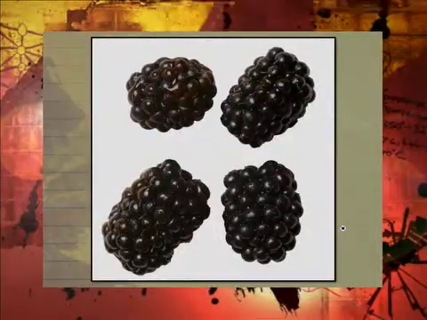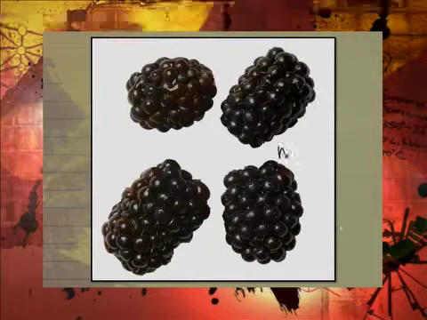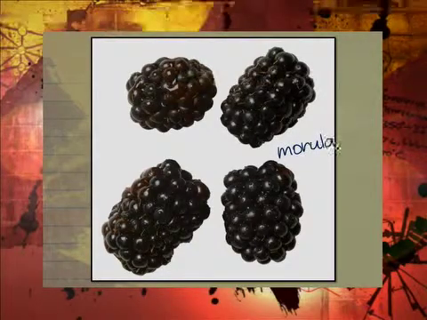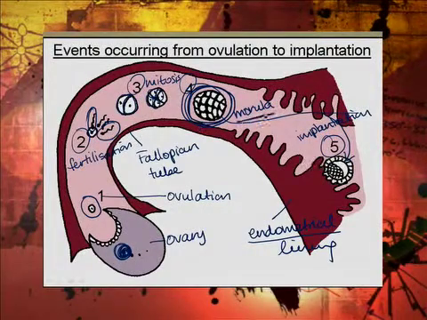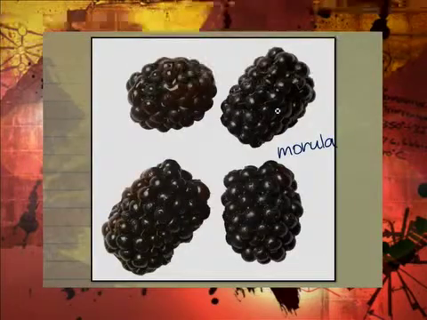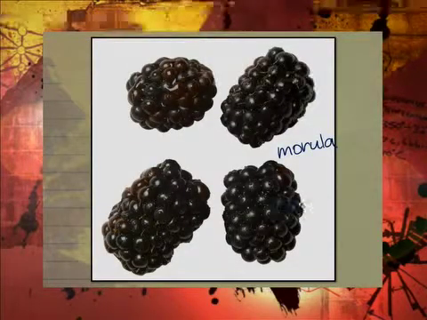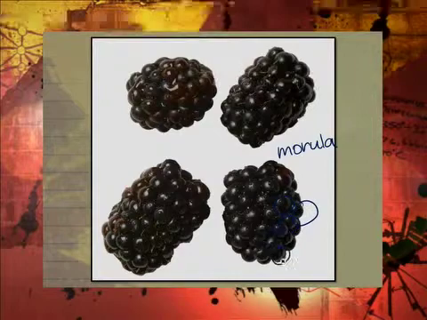Why have I put these little pictures of mulberries here? Well, the Latin word for a mulberry is a morula, and that is precisely what this bundle of cells looks like. It's called a morula because it resembles a mulberry with all these individual cells stuck together.